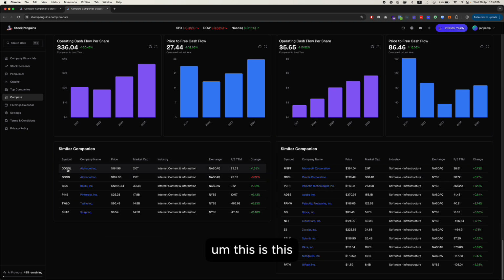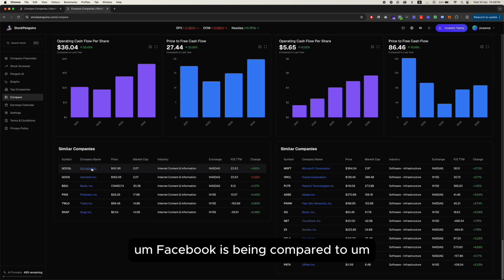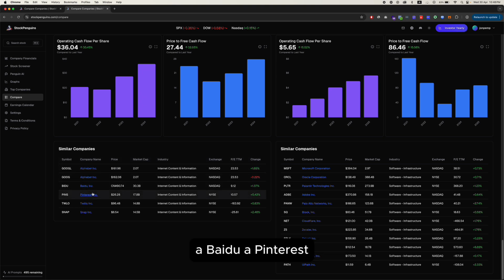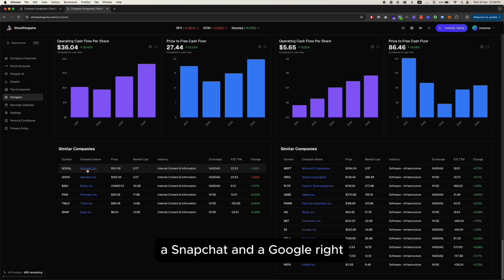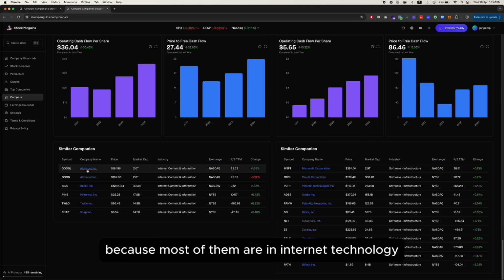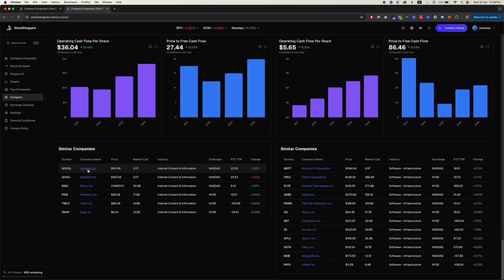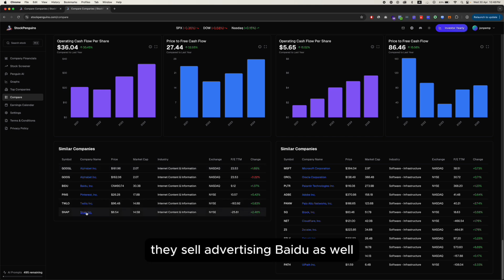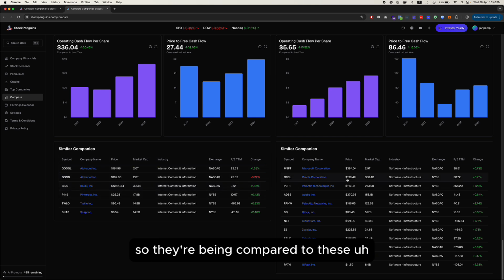So Facebook is being compared to a Baidu, a Pinterest, a Snapchat, and a Google, right? Because most of them are in internet technology. And for example, Alphabet right here and Snap, they sell advertising. And Baidu as well. This is a search engine in China. They also sell advertising, right? So they're being compared to these.